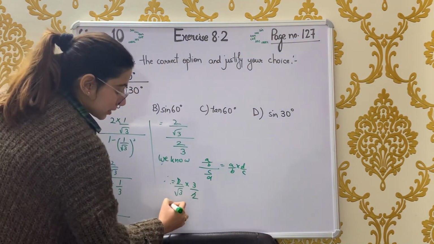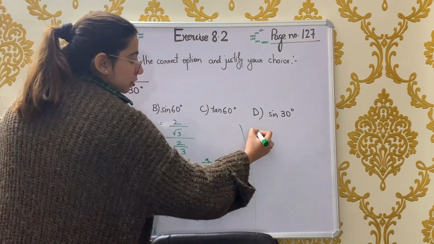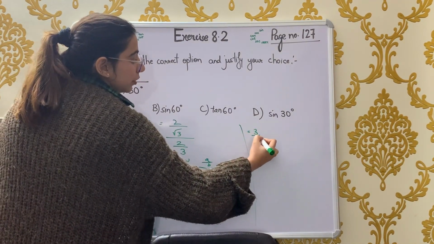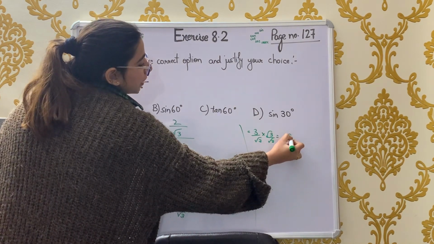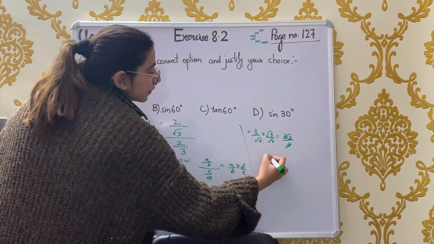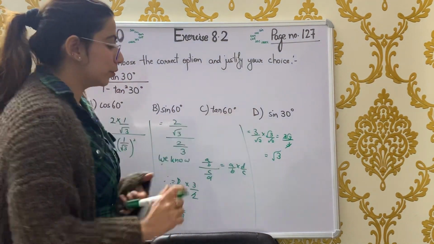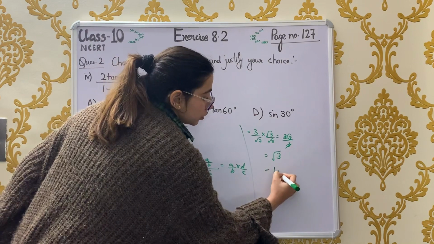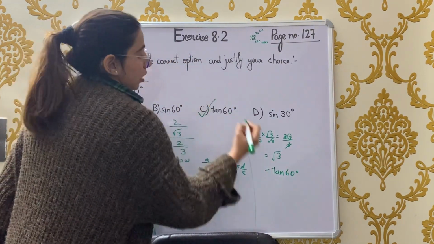So this gets cancelled and we get it as 3 by root 3. Rationalizing it, we get 3 by root 3 into root 3 by root 3. This becomes 3 root 3 by 3. 3 gets cancelled, we get the answer as root 3. Out of all the options given below, we see that root 3 is equal to tan 60. So we can say C is the correct answer.